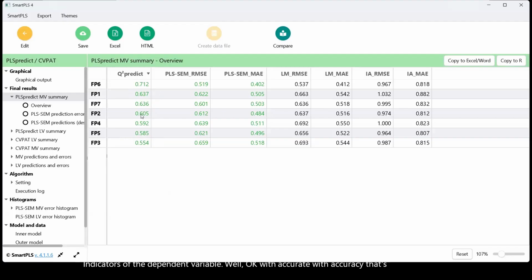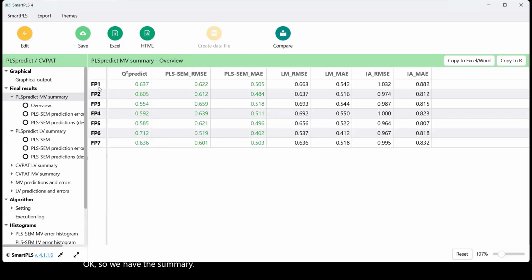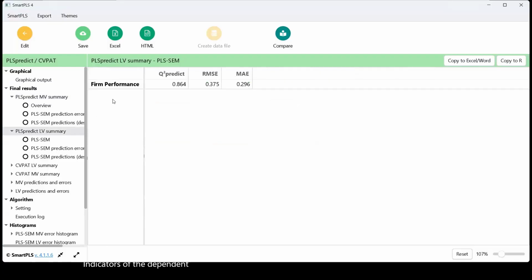That's why we have Q squared to be more than 0. So here we have 0.7, and that's why we also see them in green. Okay, so we have the summary. This is for each of the indicators of the dependent variable, and this is for the construct. So the overall Q square value is 0.864, meaning that the overall predictive performance or the predictive accuracy of frame performance is good, right?